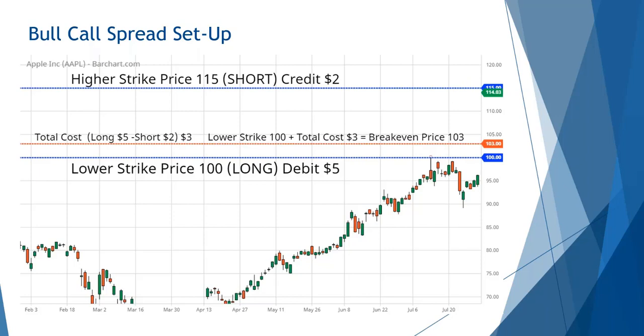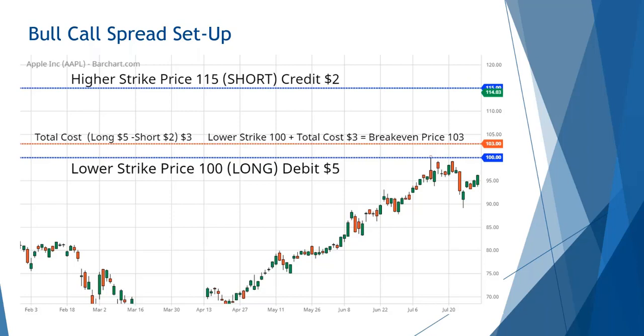But what we're going to see here is that when we use this strategy, we don't have to put up as much money to take control of that price movement, so to speak. So here we see a lower strike price of $100.